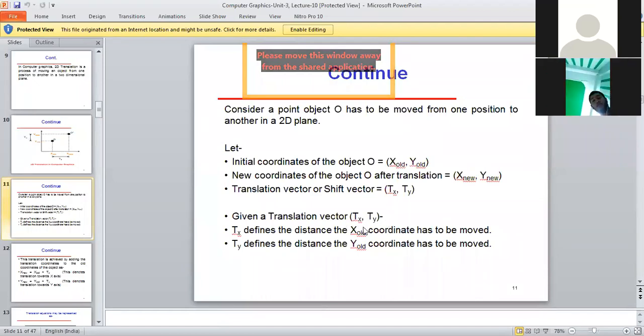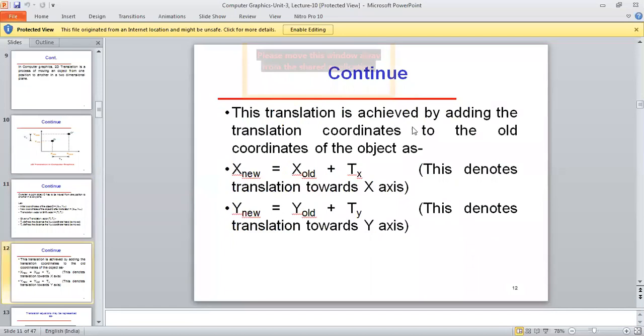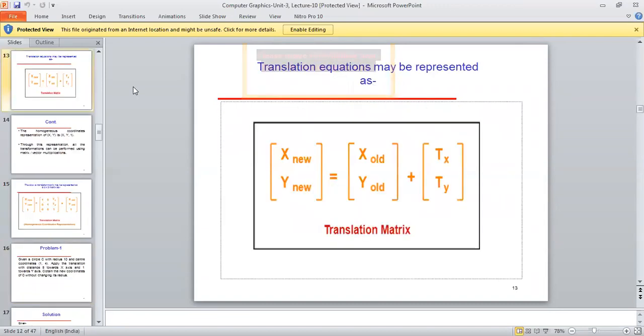So this is the translation Tx and Ty. Now you can calculate easily, I hope. This translation is achieved by adding the translation coordinates to the old coordinates of the object. Now you can calculate like this: x new is equal to x old plus tx. This is called the translation along the x axis, and y new is equal to y old plus ty. This is called the translation towards the y axis. So in this fashion you can calculate easily. So this is called the translation.